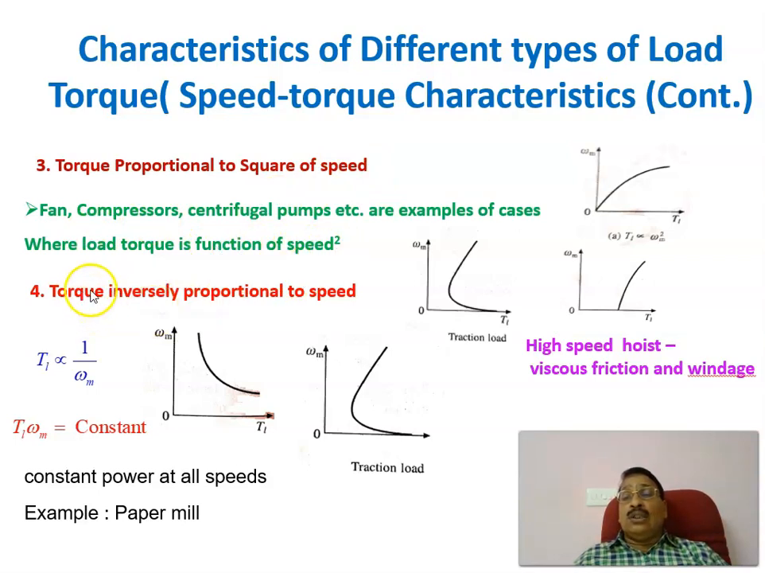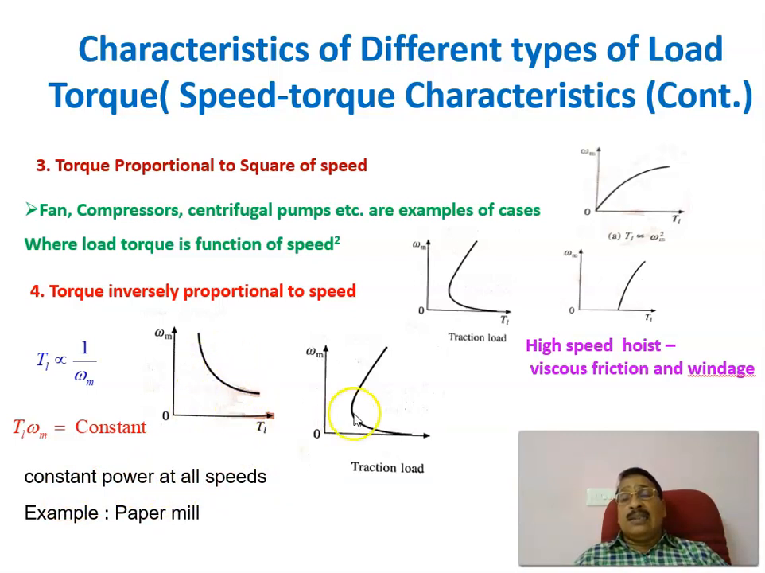The last one is where torque is inversely proportional to the speed. Traction load again comes here, this is the inverse characteristic. It is non-linear, but here torque is inversely proportional to speed. One beauty of the inverse characteristic is that T into omega M will be constant. The load torque is inversely proportional to omega M, so load torque into omega M is a constant. TL into omega M constant means that power is constant. It is a constant power at all speeds.